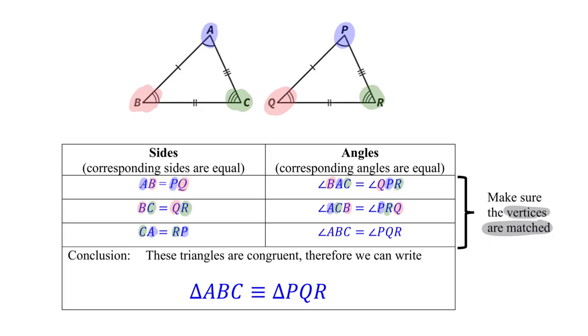Okay? Same goes for if I were to write angle ABC. Then I will have to start off with P, Q, and R. And therefore, the triangles are congruent. When we write it, we also have to write it in a particular order. If I were to write it as A, B, C, then I also must write P, Q, R. Okay?